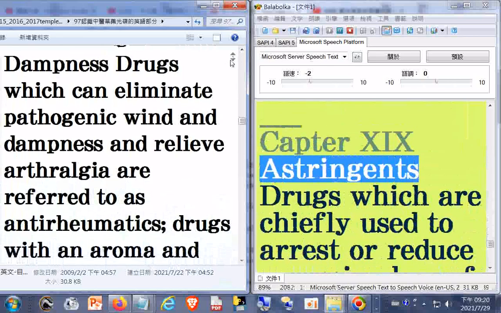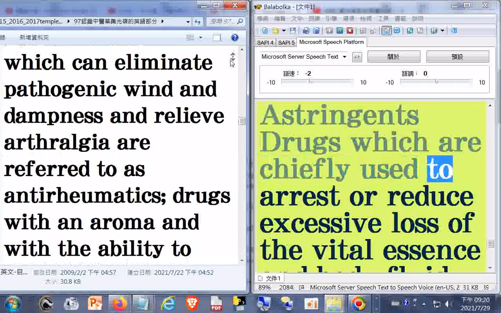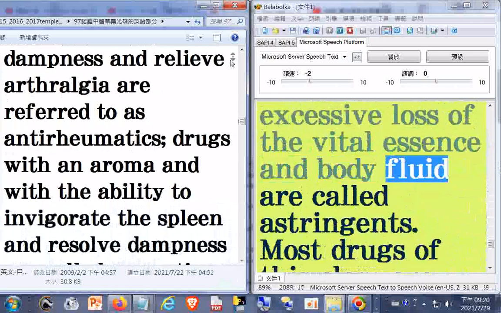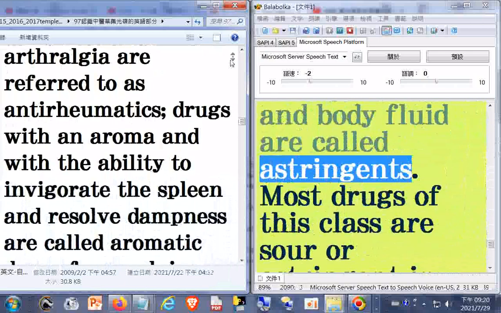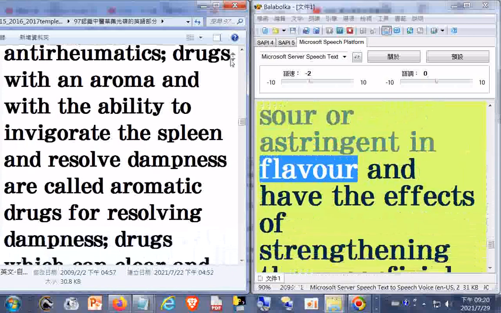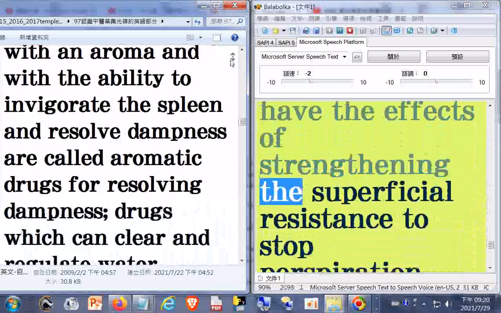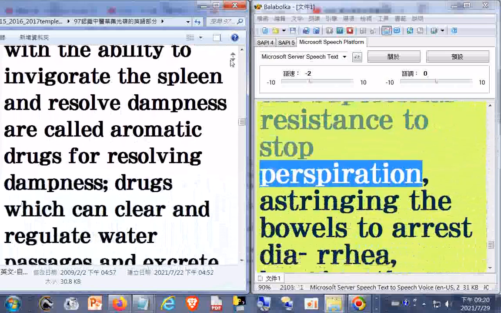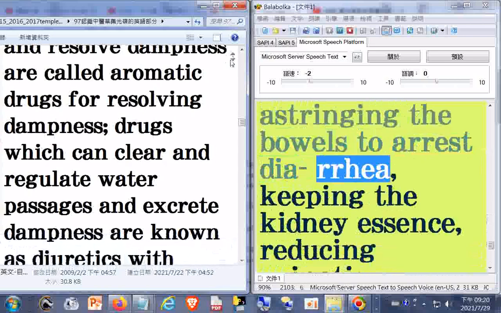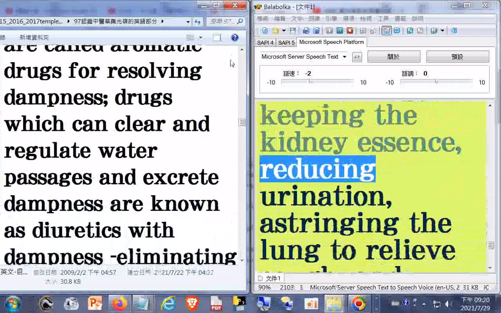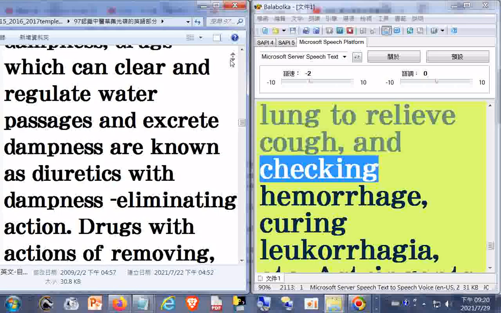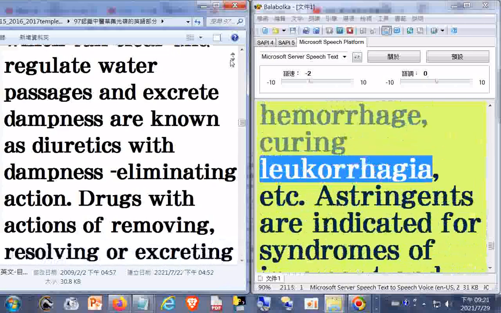Chapter 19, Astringent drugs. Drugs which are chiefly used to arrest or reduce excessive loss of the vital essence and body fluid are called astringents. Most drugs of this class are sour or astringent in flavor and have the effects of strengthening the superficial resistance to stop perspiration, astringing the bowels to arrest diarrhea, keeping the kidney essence, reducing urination, astringing the lung to relieve cough, and checking hemorrhage, curing leukorrhagia, etc.